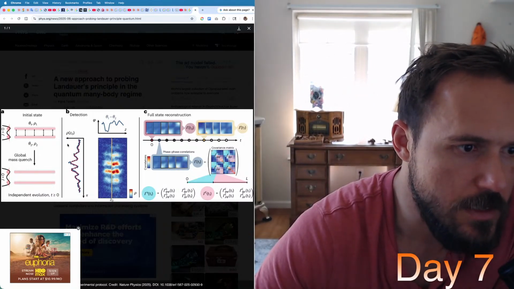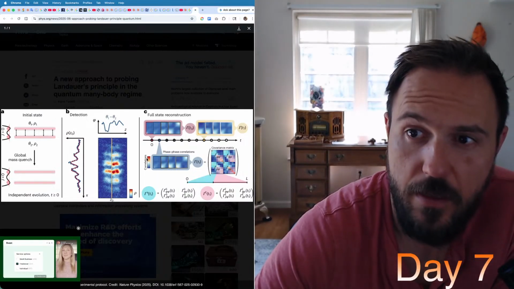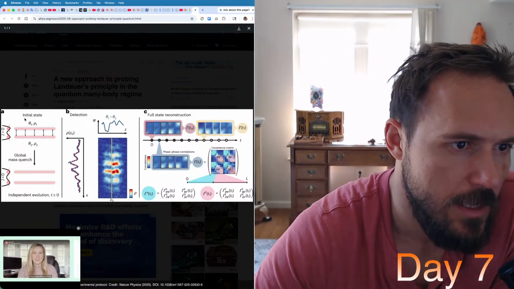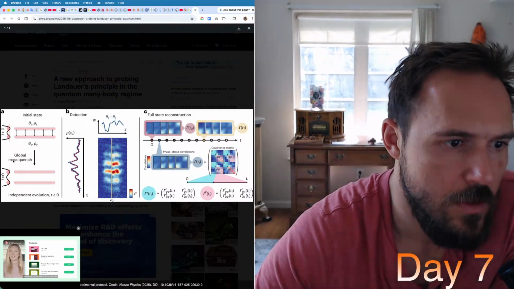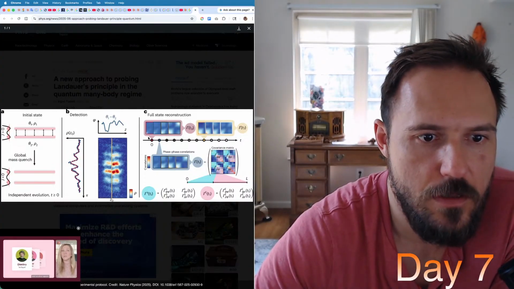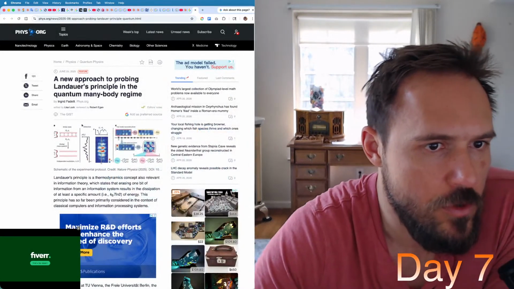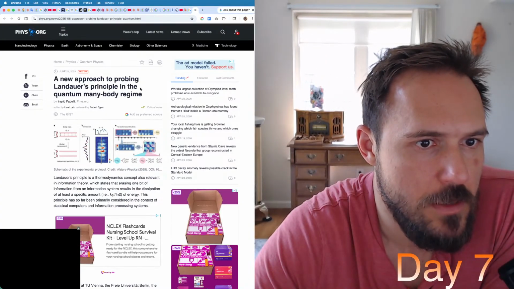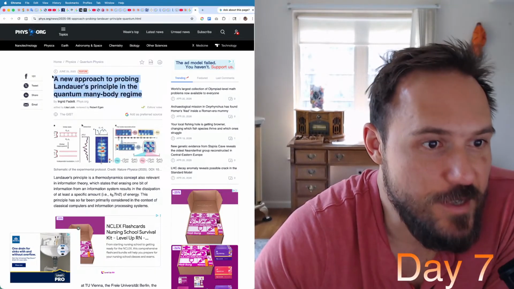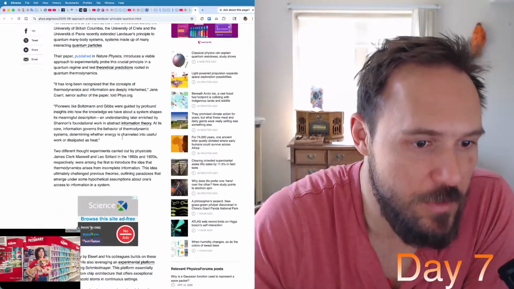Oh. Is this the one how we can split music into different instruments? Obviously not. Initial state, global mass quench, full state recognition. And your approach to probing Landauer's principle in the quantum many-body regime. This is so cool. Who is working on this? I want to be part of it.